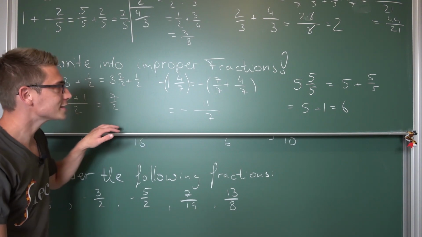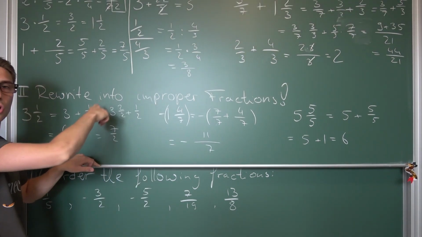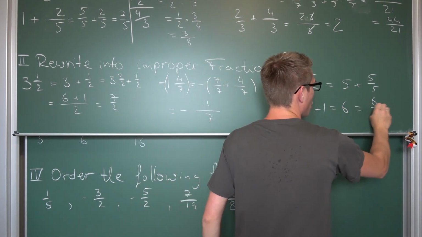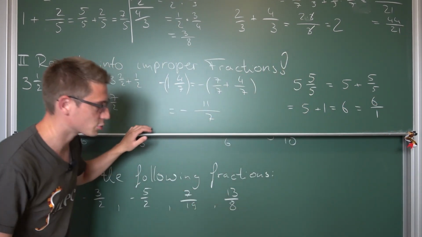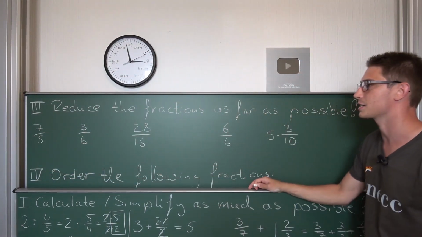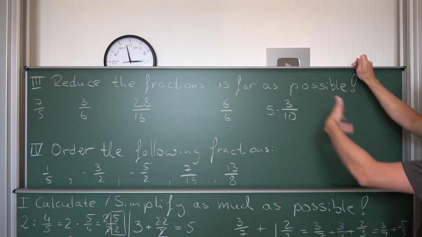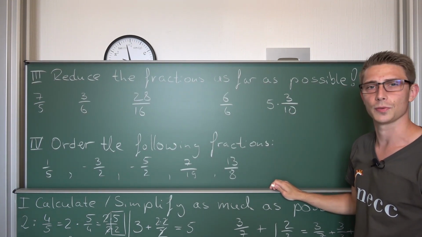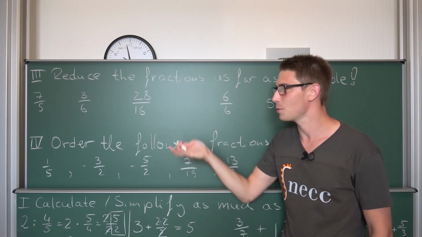But we are not done yet, strictly speaking, because we need to convert those into improper fractions. Meaning 6 is thus nothing but 6 wholes, so 6/1. And thus we are done. I hope we got everything correct. Let us continue with the next exercise. Reduce these fractions as far as possible. As much as possible, as far as possible, whatever, doesn't matter. I hope you get where I'm going at.